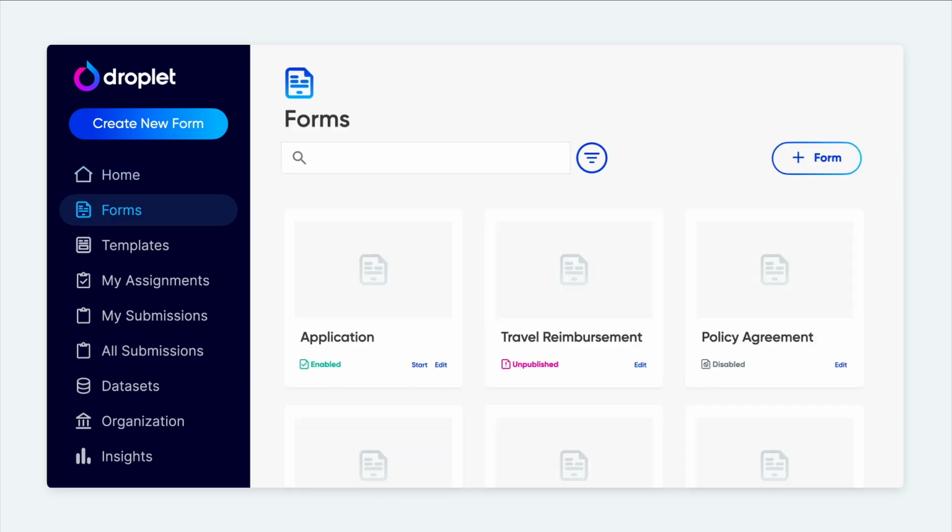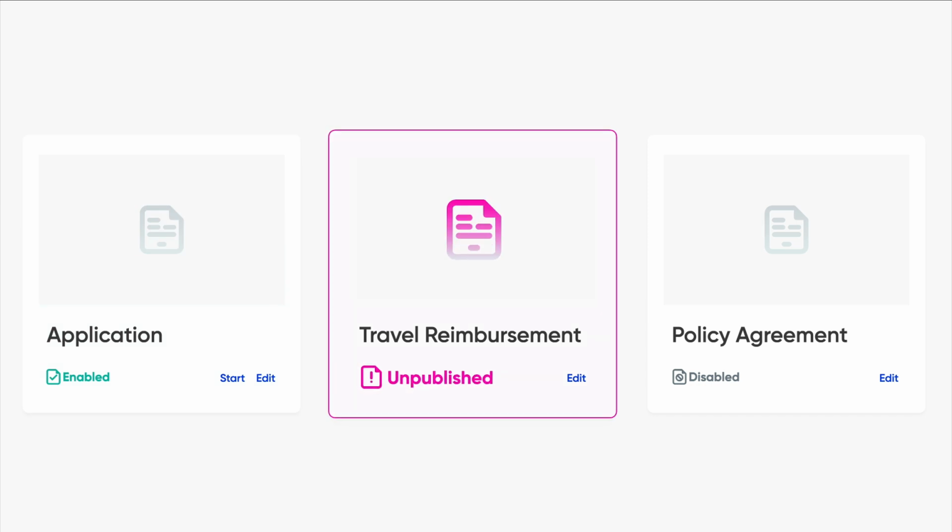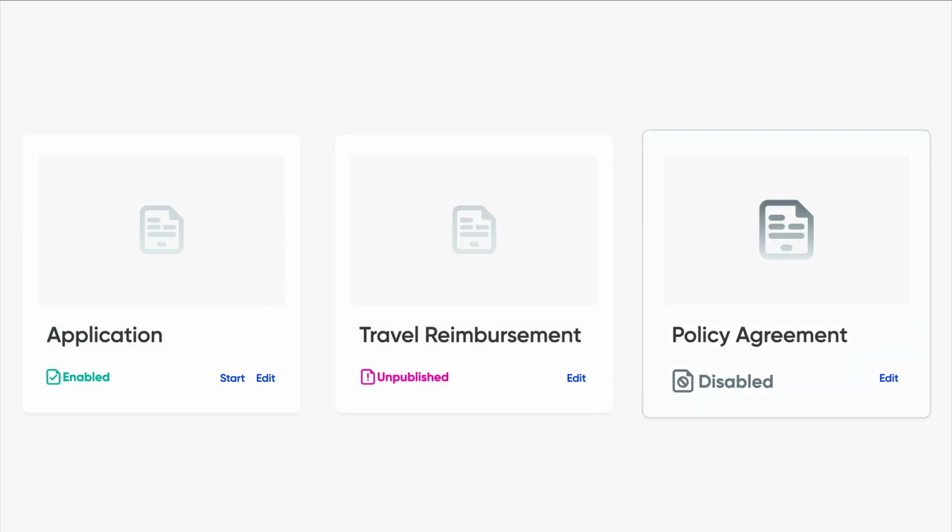The Forms page is where you'll find all available forms. If you're a form builder, you can build a new form by clicking Create New Form or the plus form button. Enabled forms are published and accepting submissions. Unpublished forms aren't available for submissions just yet, and disabled forms are not accepting submissions at the moment.